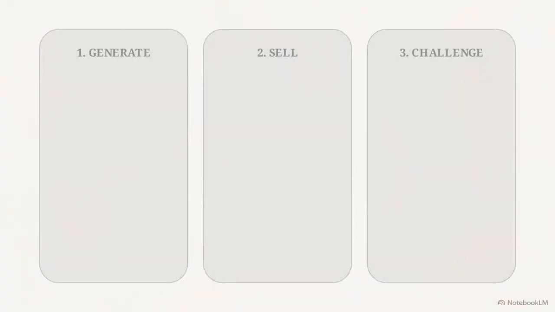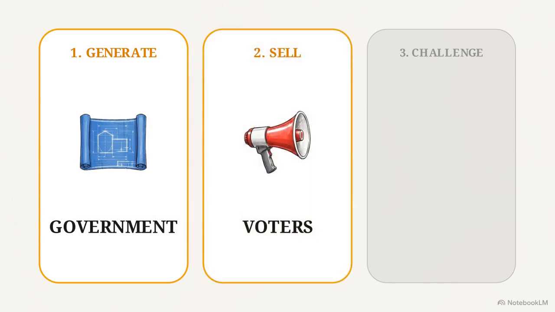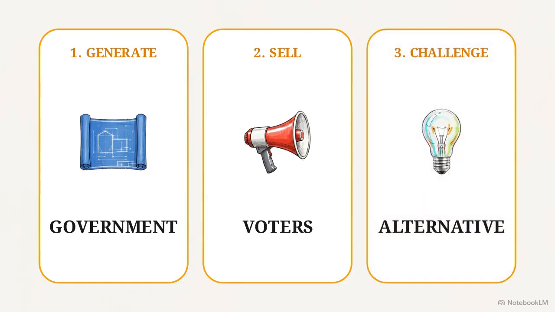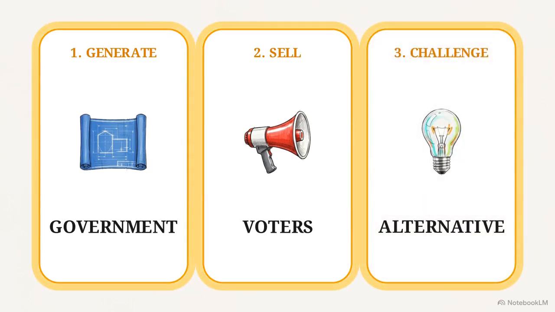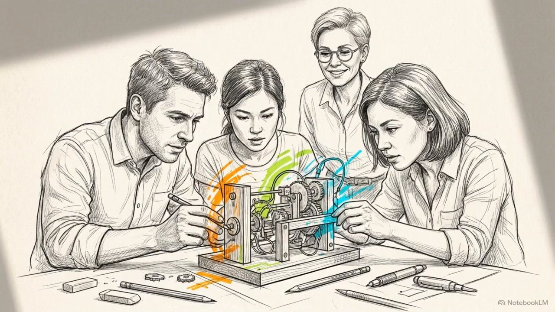Notice how this framework organizes a complex social studies example. 1. Generate a plan for a new government. 2. Persuade voters as a candidate. 3. Challenge the government to offer an alternative service. Creative intelligence is the combined engine of generating, selling, and challenging ideas. Take this completed framework, apply it to tomorrow's class, and watch your students' creative intelligence take over.